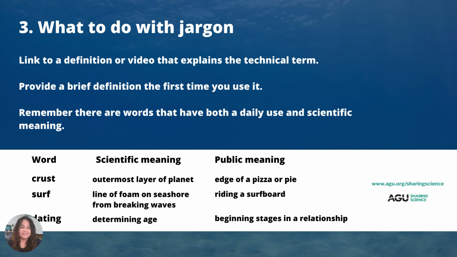If we talk about dating, for scientists, that could be determining age. But for the public, it means the beginning stages in a relationship. So we always have to remember that some of our words as well, even though they're from daily use, can have both a scientific and daily use meaning. So we always have to watch those words. And AGU Sharing Science has a lot of great examples. These 3 were just my favorites. So thank you, AGU, for helping out with science communication, because this is definitely something that we have to watch out for.